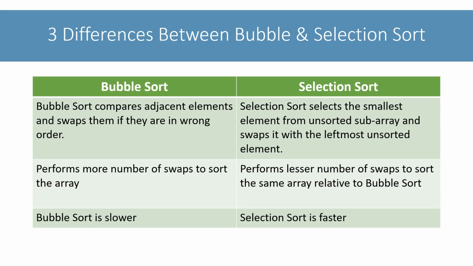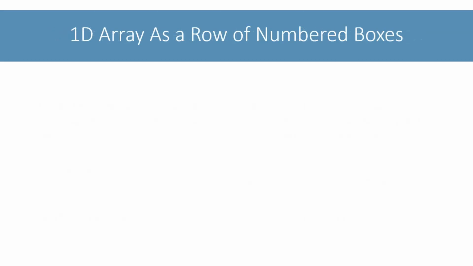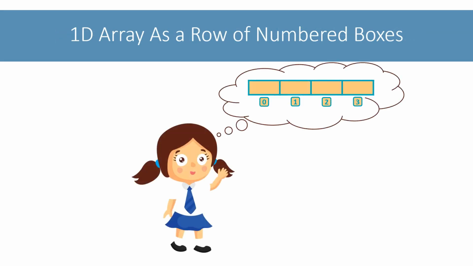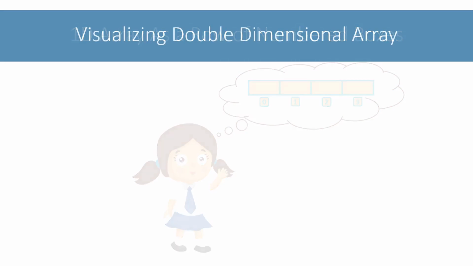Double-dimensional arrays help us organize data as tables in our Java programs. When I was explaining single-dimensional arrays, I said that you can visualize a single-dimensional array as a row of numbered boxes. Similarly, you can visualize a double-dimensional array as a group of single-dimensional arrays stacked upon each other like this.